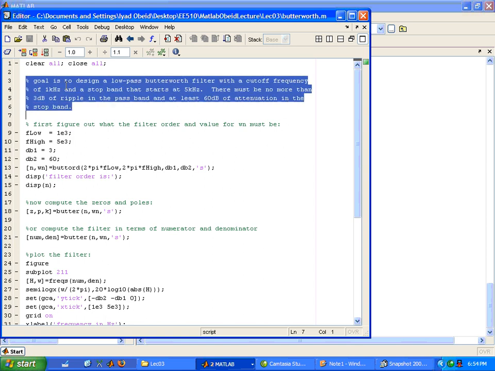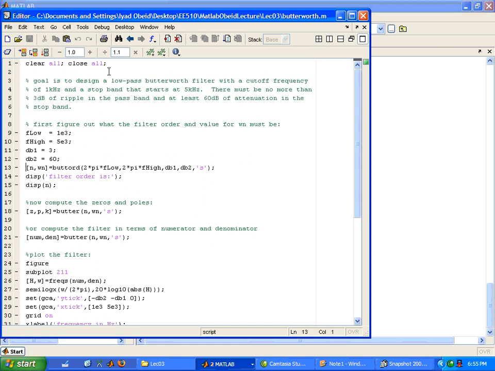Alright, so in this problem, I gave myself the task of designing a low-pass Butterworth filter with a cutoff frequency of 1 kilohertz and a stop band that starts at 5 kilohertz. I'm willing to tolerate 3 decibels of ripple in the pass band, and in my stop band, basically everything at greater than 5 kilohertz should be attenuated by at least 60 decibels. Right? So that means that it should be divided by at least 1,000. 60 decibels corresponds to 1,000. So anything above 5 kilohertz should be divided by at least 1,000.